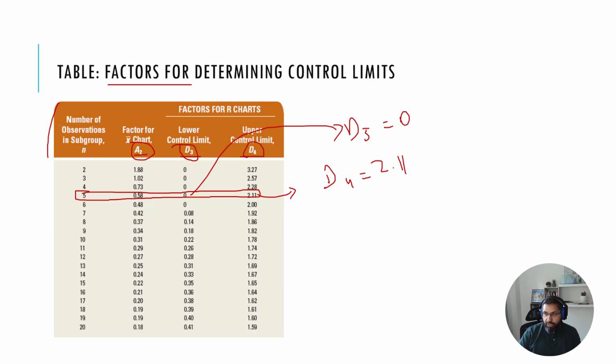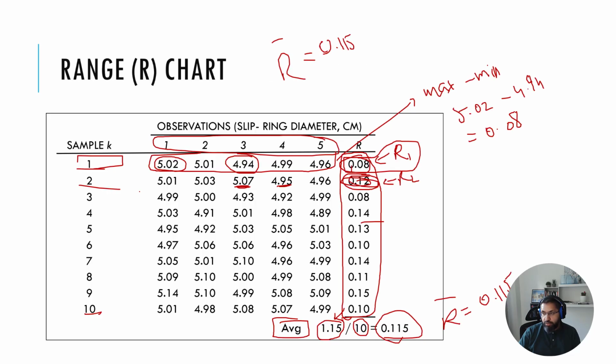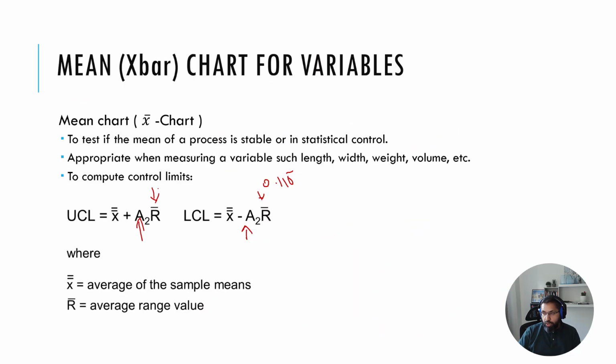So you have to go by sample size, not number of samples. If you go to row 10, it'll give you the wrong values because your sample size is 5, not 10. 10 is the number of samples, whereas the number of values within each sample, the sample size, is 5. So you go to row 5 and A2 is 0.58. Okay, so I know A2 is 0.58. Okay, R bar is 0.115.